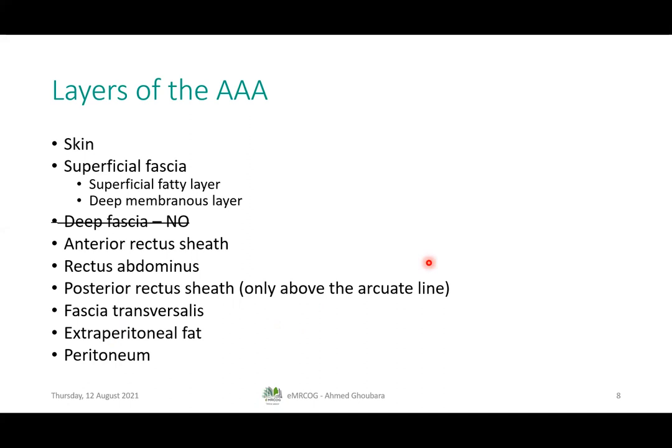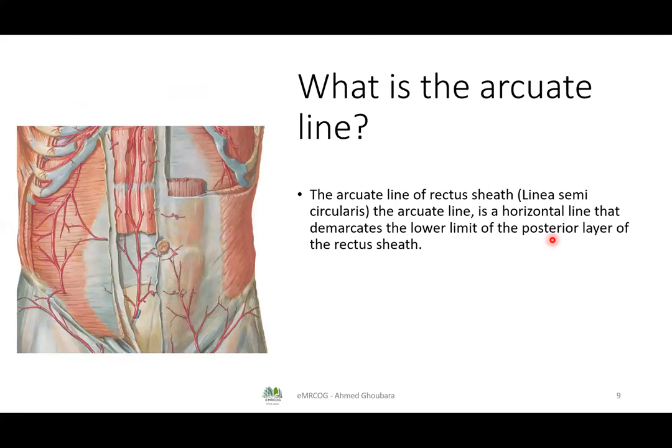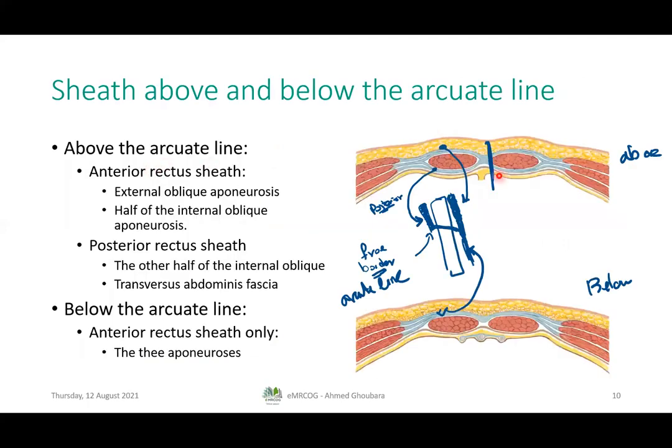In this picture, well, first, we need to identify what the arcuate line is. So you can see this is the arcuate line. What is it? This horizontal line demarcates the lower limit of the posterior layer of the rectus sheath. The sheath has two layers, the anterior sheath and the posterior sheath.